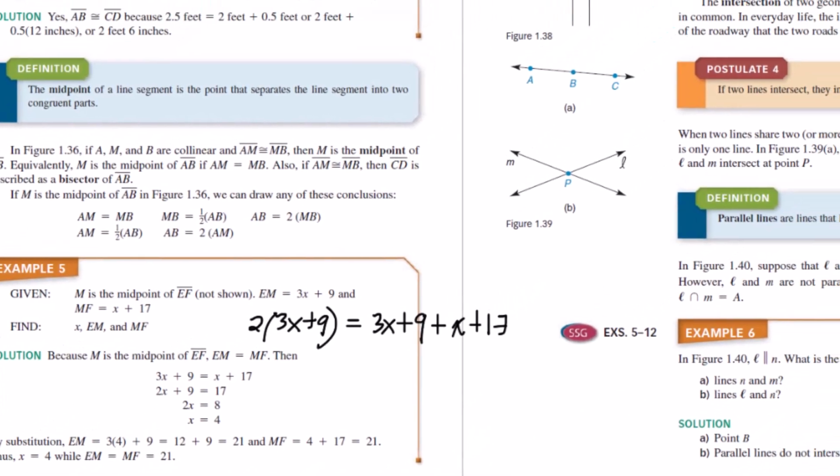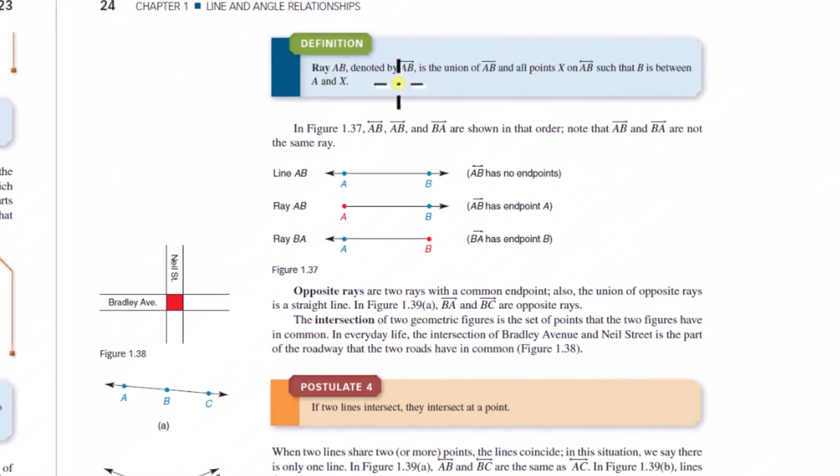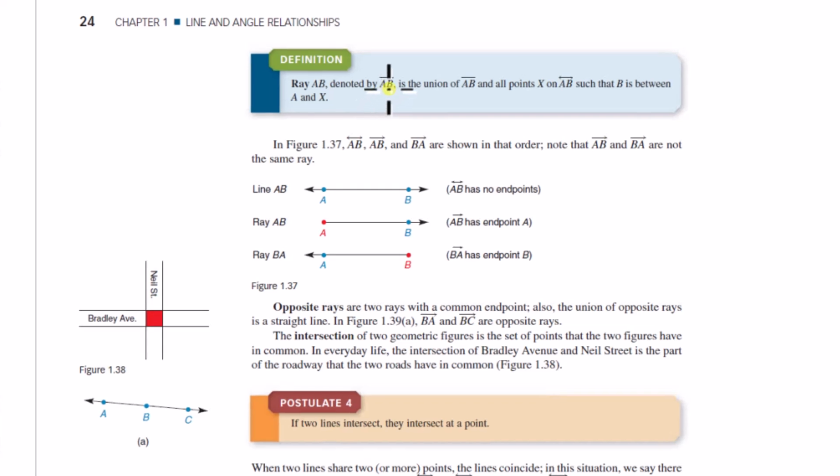All right, definition. Ray AB, denoted by a one-sided arrow here, is the union of segment AB and all points X on AB such that B is between A and X. All right, so that's a lot there. What are they saying here? The union of segment AB and all points X on line AB such that B is between A and X.